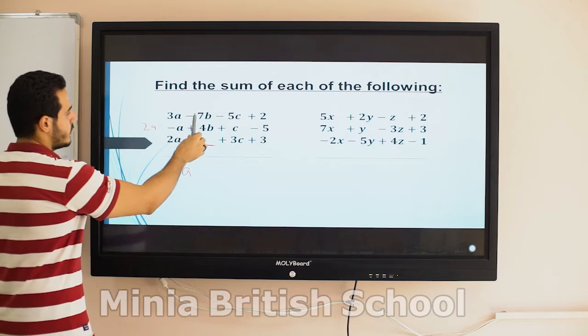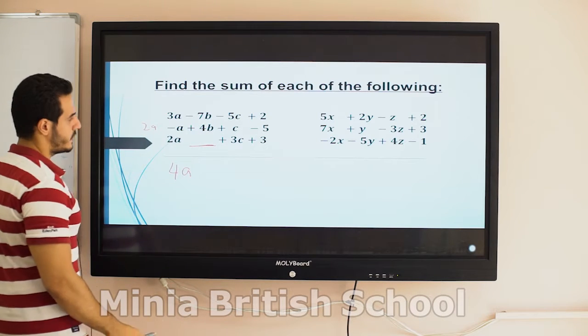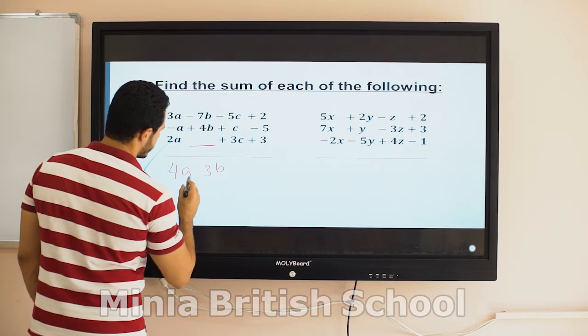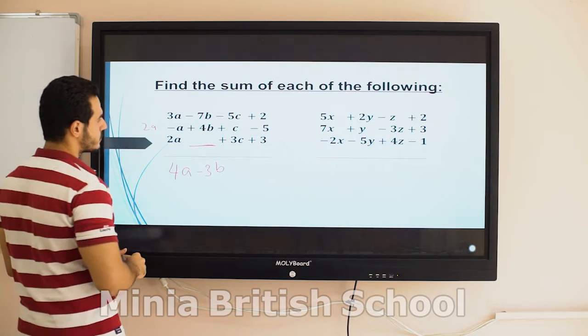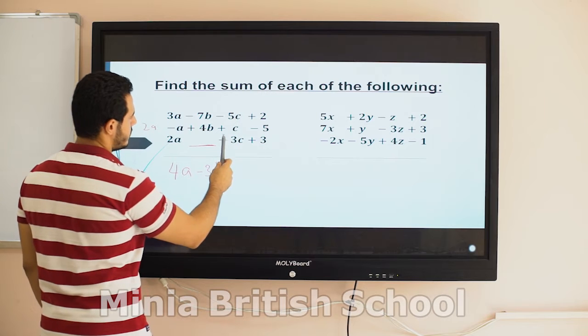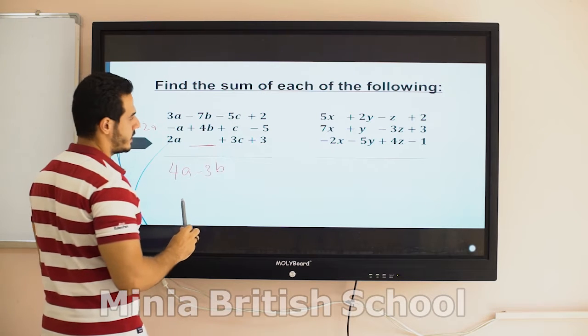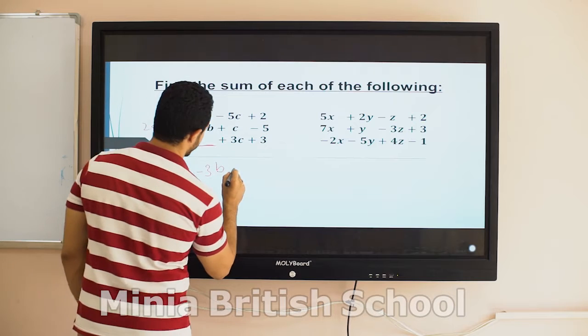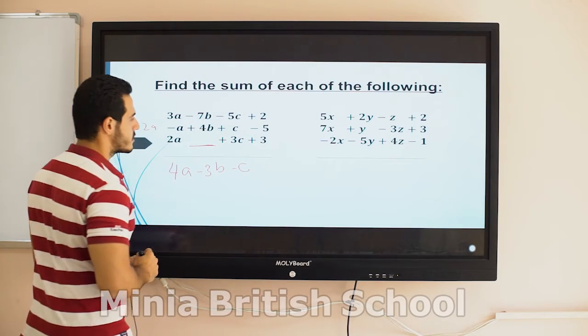Okay? Negative 7b plus 4b. Negative 7 plus 4 equals negative 3b. Now, negative 5c plus c is negative 4c. Negative 4c plus 3c is negative c. Okay?